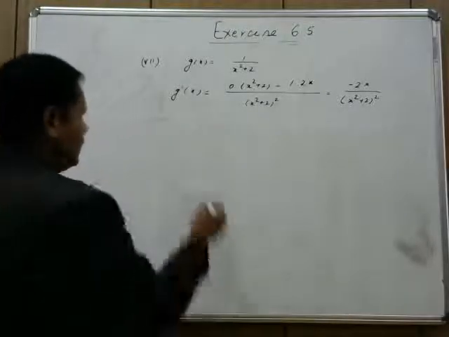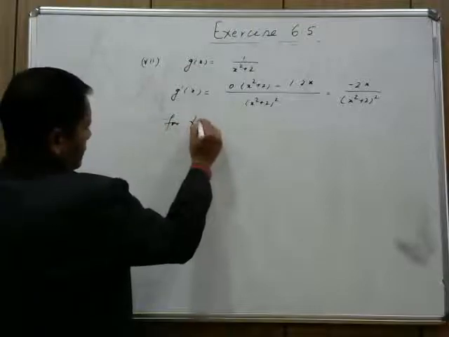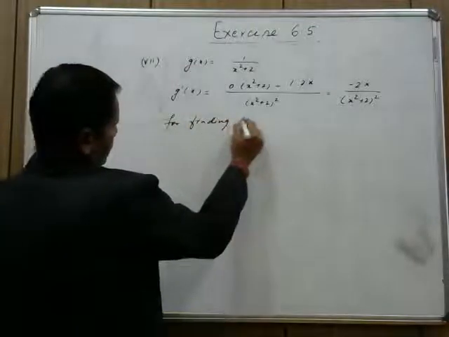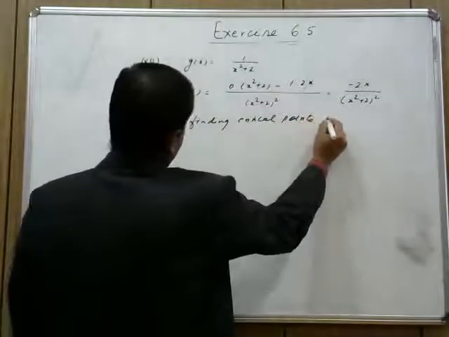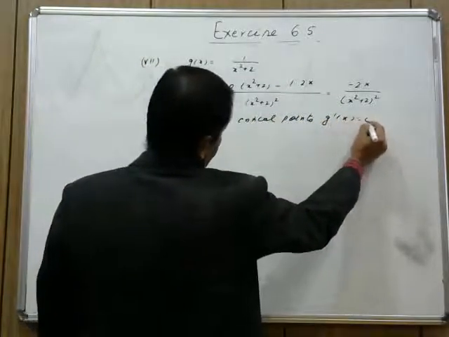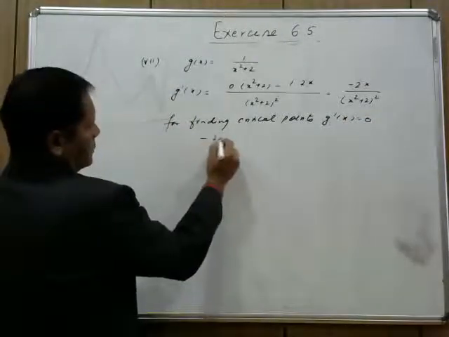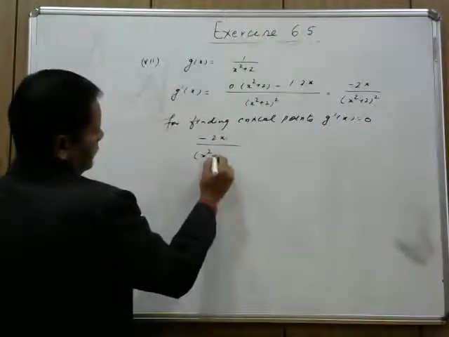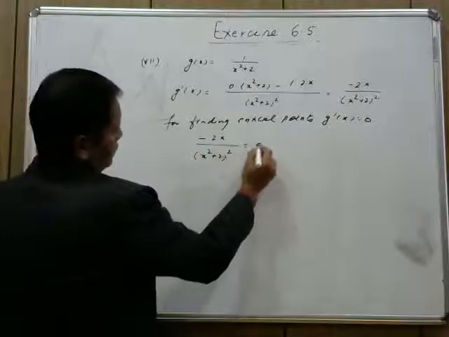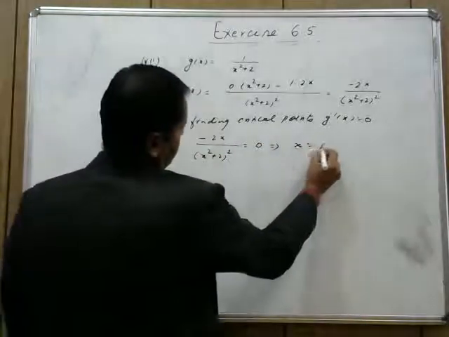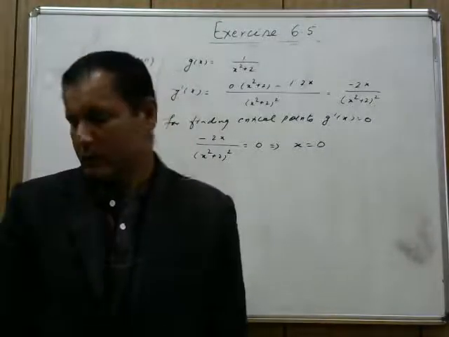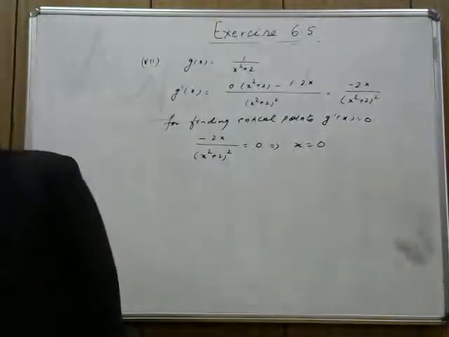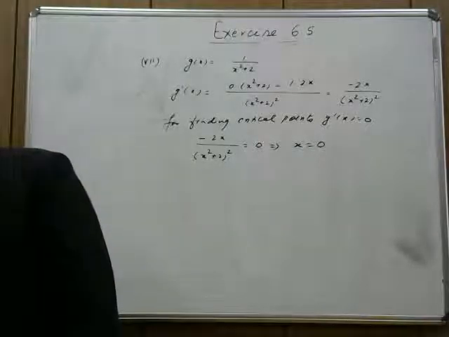So now for finding critical points, g dash of x equal to 0, and it implies that minus 2x upon x square plus 2 whole square equal to 0, it implies that x is equal to 0. Because you have got one and only one point on which I have to check its maxima or minima, and that is x equal to 0.